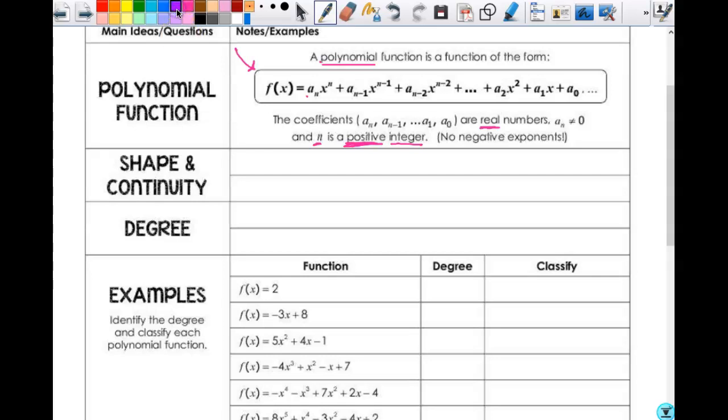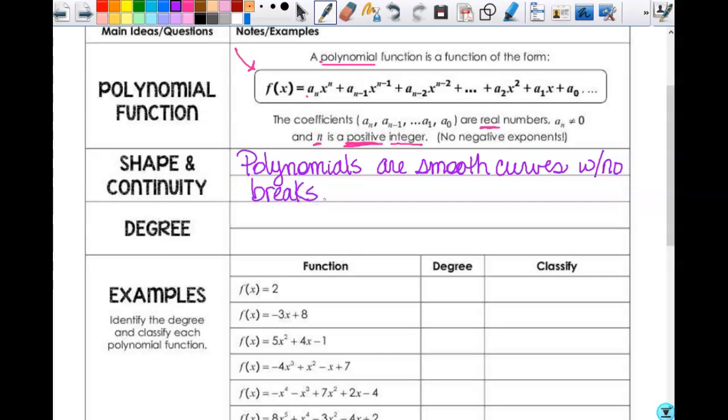Our shape and continuity. Polynomials are smooth curves with no breaks. So what that means is they are continuous for all real numbers. Okay? There won't be any discontinuities because they are continuous.